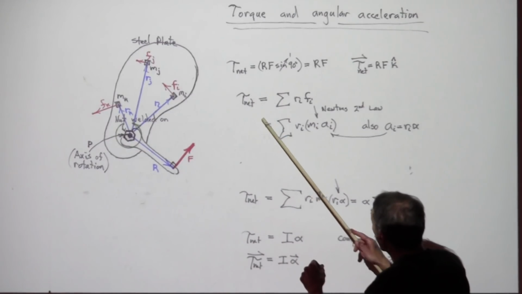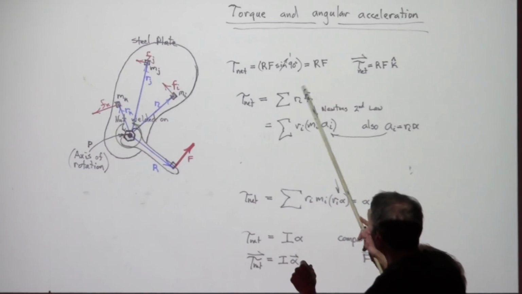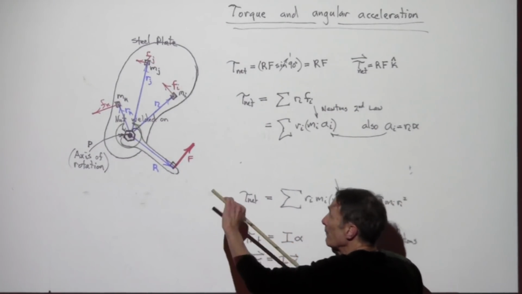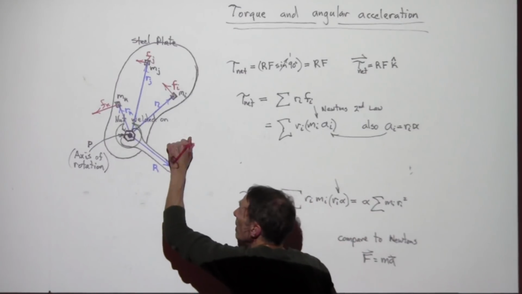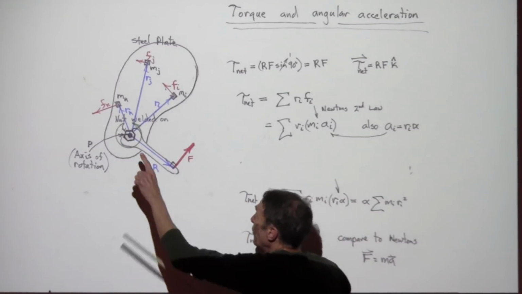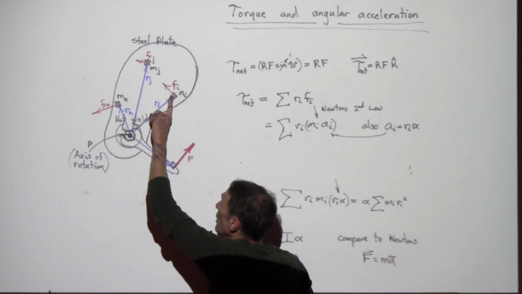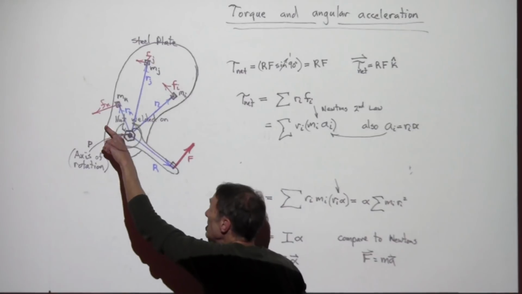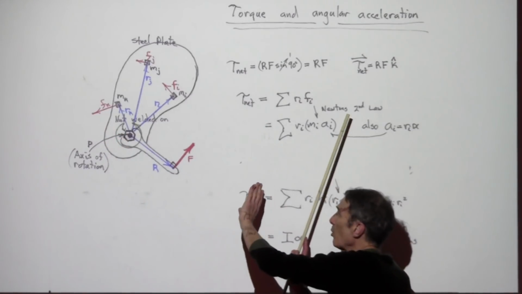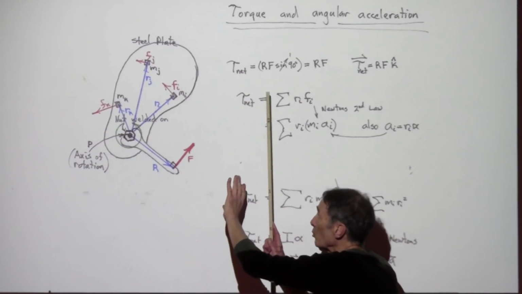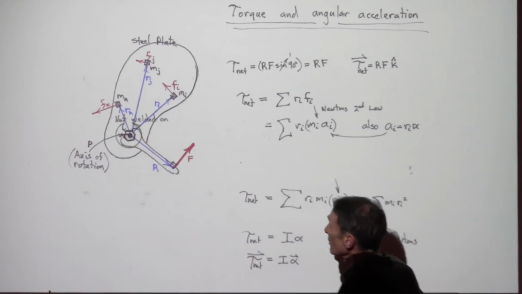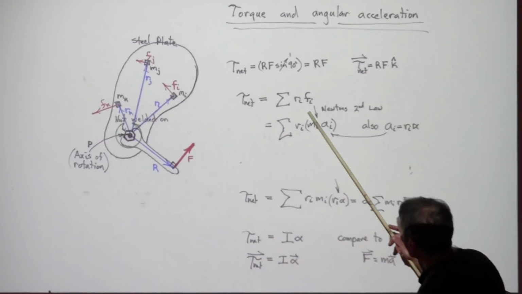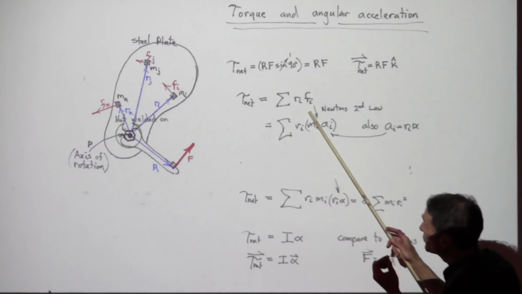Now that net torque, R times F, gets applied to all of these. In a sense, it's kind of a lever-like action. As I put a force here, that force gets distributed, not equally, to all the pieces. And it does so in such a way that this whole thing, because it's a rigid body, is going to start to rotate together. So the net torque is the sum of the individual torques.